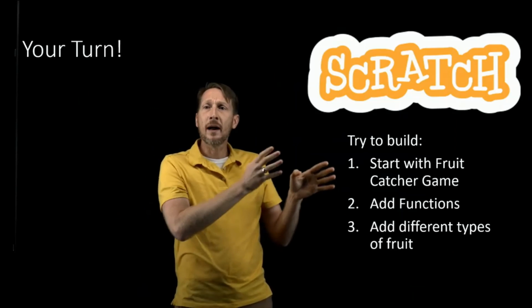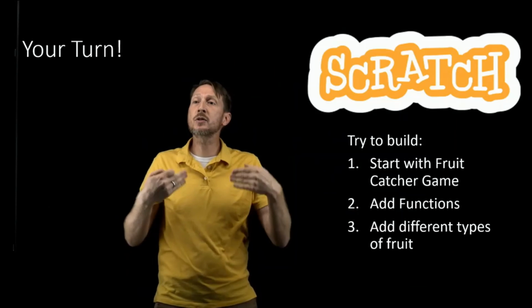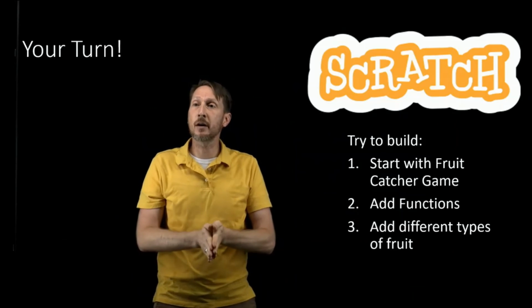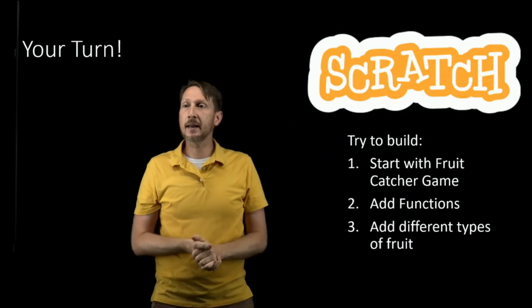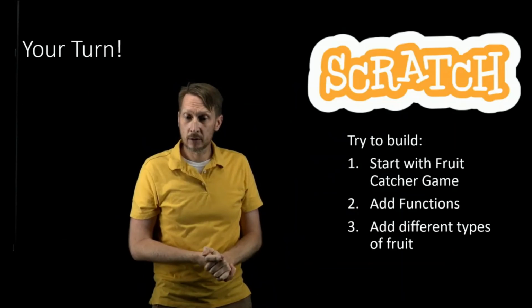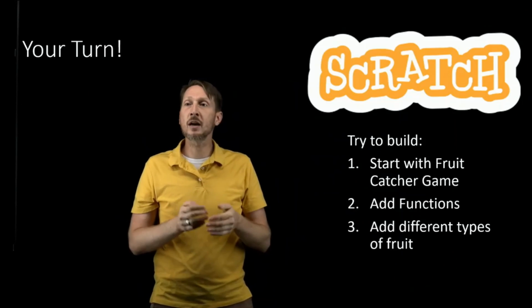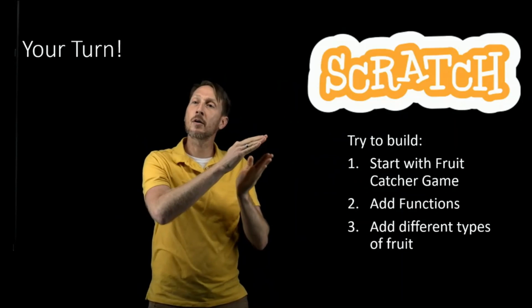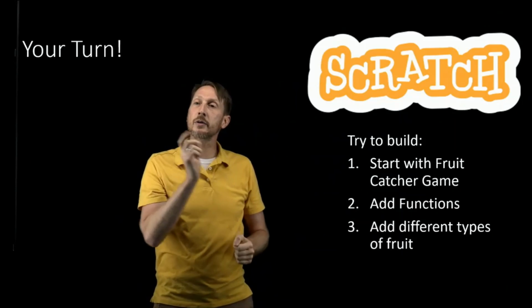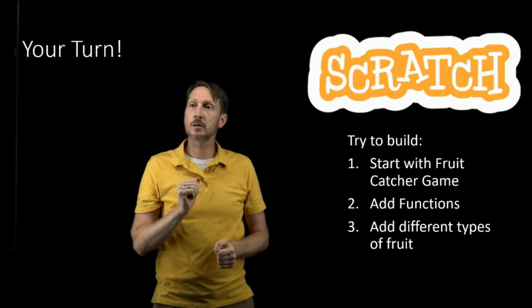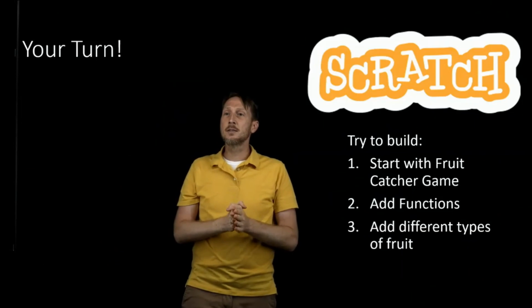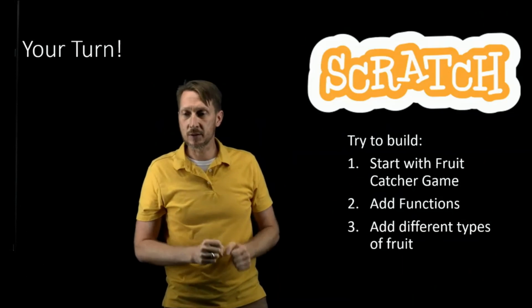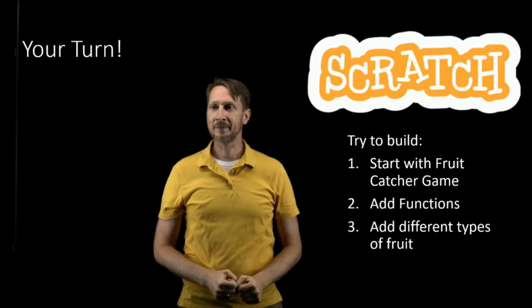All right. So add some functions, make some custom blocks that can do some functionality, and then add different types of fruits. And in these different types of fruits, now you don't have to put all the blocks there anymore. You can just grab your custom blocks and put those in. Give that a try. See how you can use functions to add capabilities to this game.